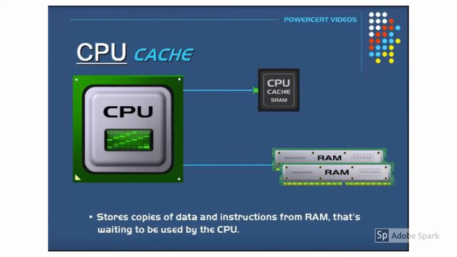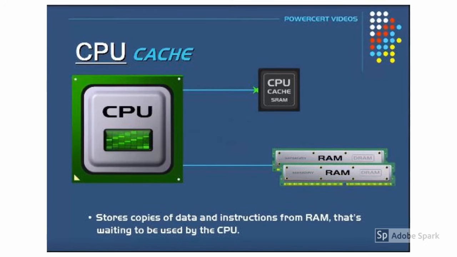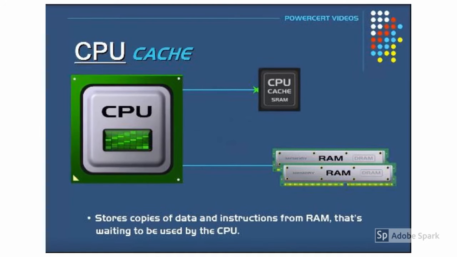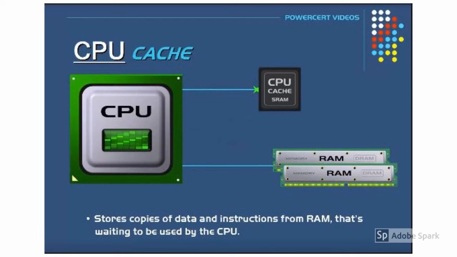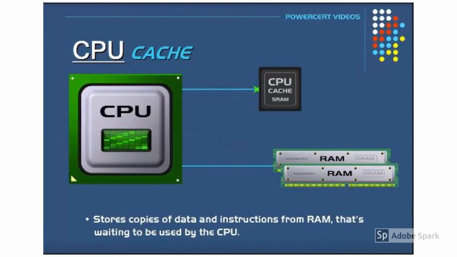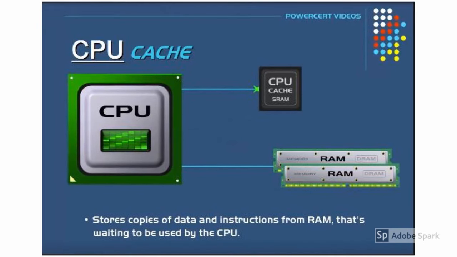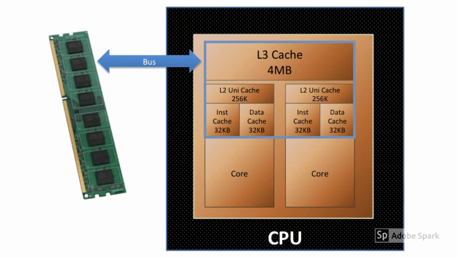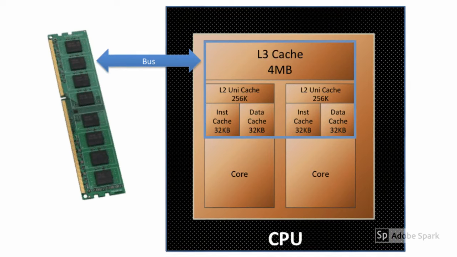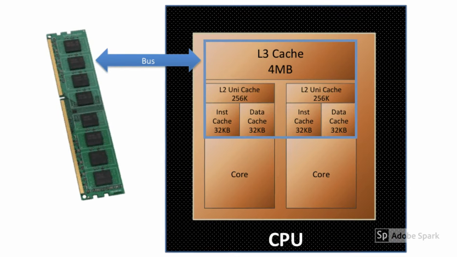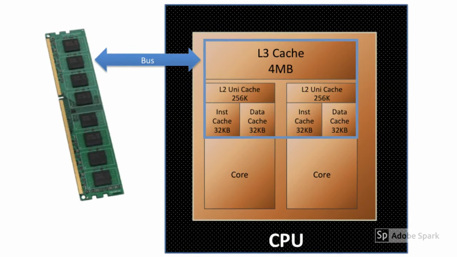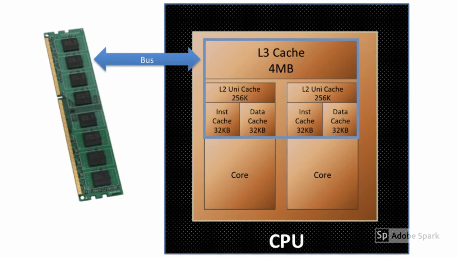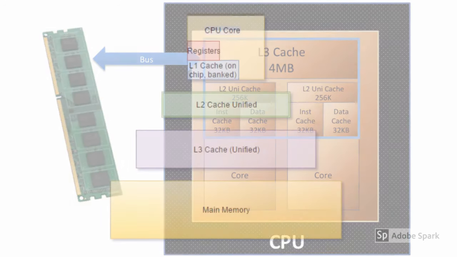CPU cache uses SRAM, which is faster than the DRAM used in main memory. It stores copies of data and instructions from main memory that might be used by the CPU. It holds the data that the CPU thinks it is going to use over and over. CPU cache acts as a middleman between the CPU and main memory. It checks the cache first before checking main memory. This can reduce bottlenecks that result from accessing data from main memory.